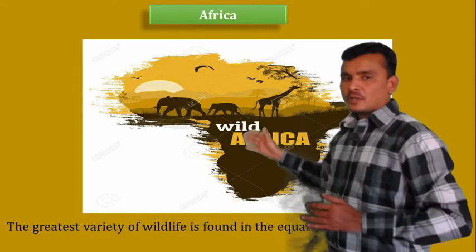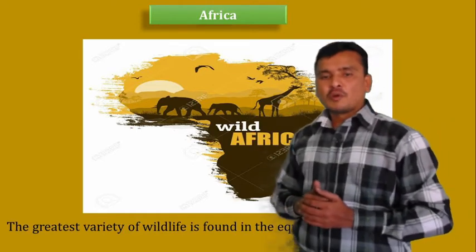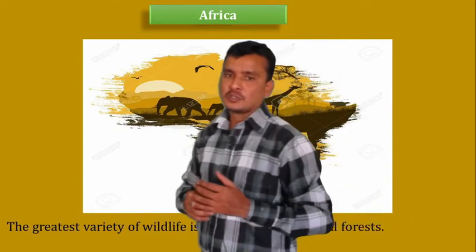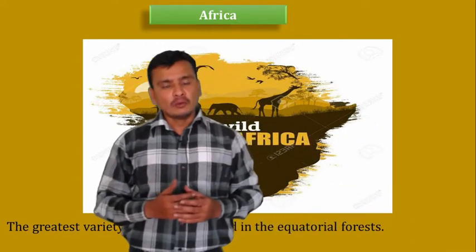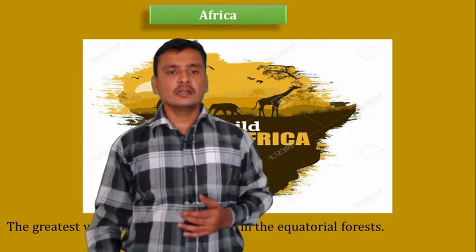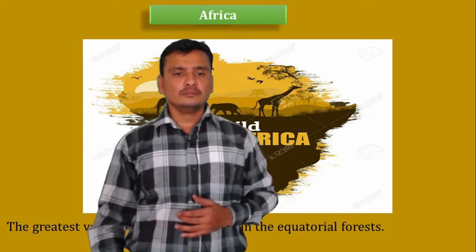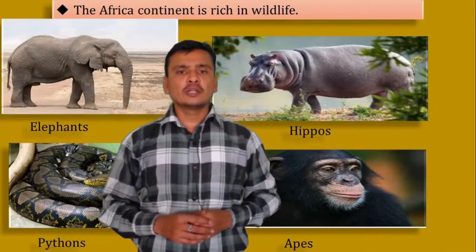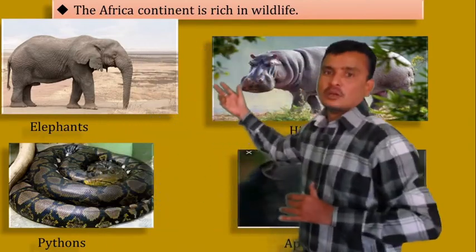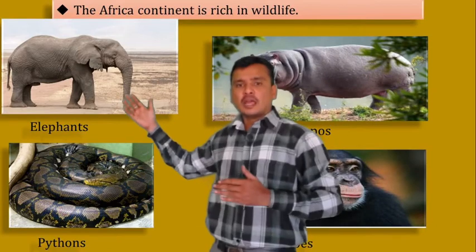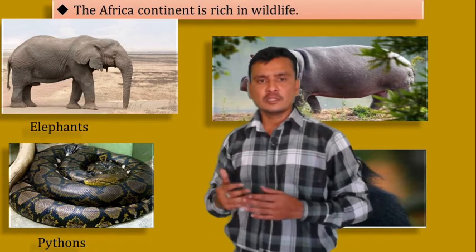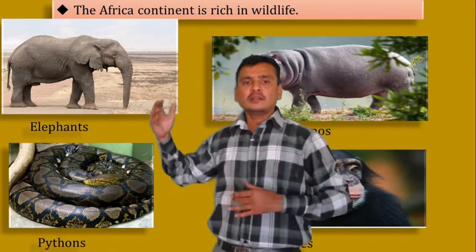This is the map of the Africa continent, and the most important thing is that we find different varieties of wildlife in Africa. So it is full of different types of wildlife. So let's see what type of wildlife we find in Africa. The Africa continent is rich in wildlife. So we find elephants. These are the African elephants, and these are a little bit different from the Asian elephants, Indian elephants. These are very huge.